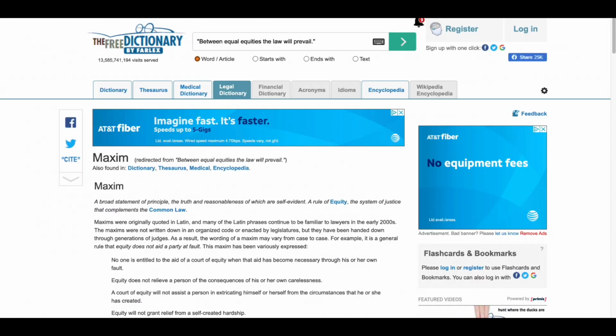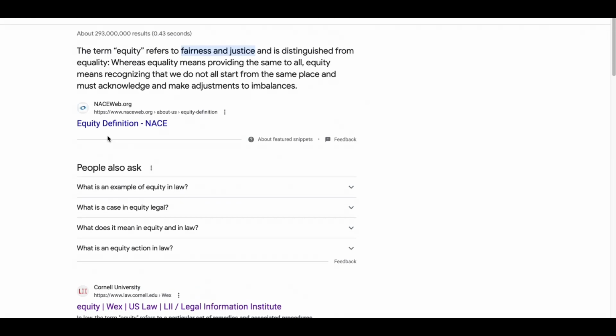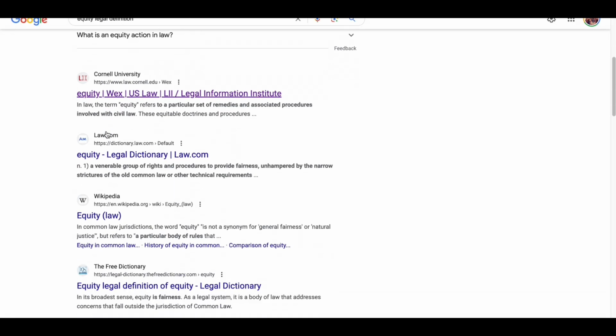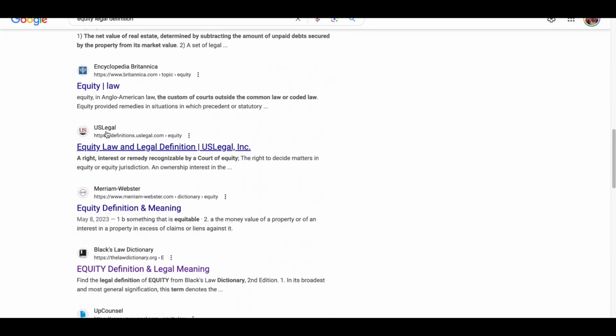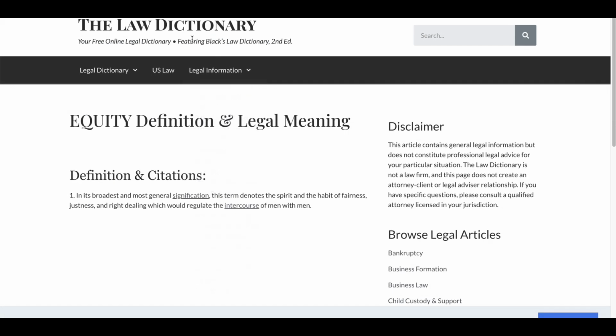I'm also going to click on something else so that you can understand another thing about equity. Let's go with Black's Law Dictionary, second edition. In its broadest, most general signification, this term denotes the spirit and the habit of fairness, justness, and right dealing, which would regulate the intercourse of men with men.